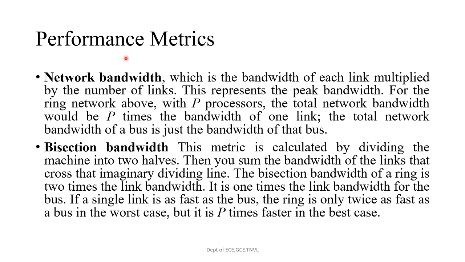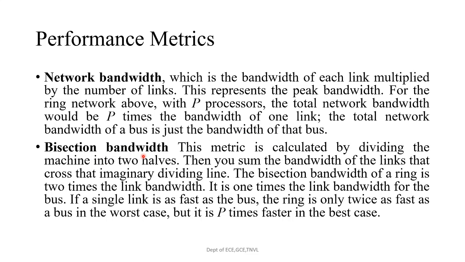Because there are numerous topologies to choose from, performance metrics are needed to distinguish these designs. Two are popular. The first is the total network bandwidth, which is the bandwidth of each link multiplied by the number of links. This represents the peak bandwidth. For the ring network above, with P processors, the total network bandwidth would be P times the bandwidth of one link. The total network bandwidth of a bus is just the bandwidth of that bus.